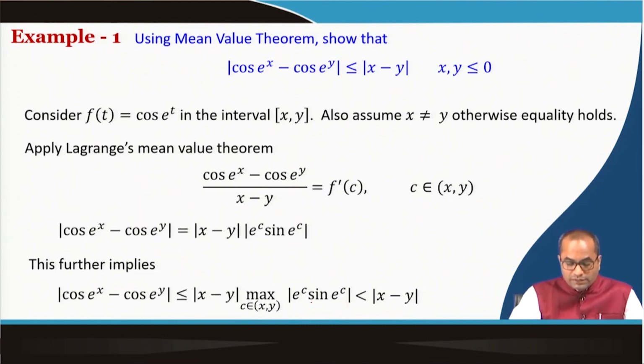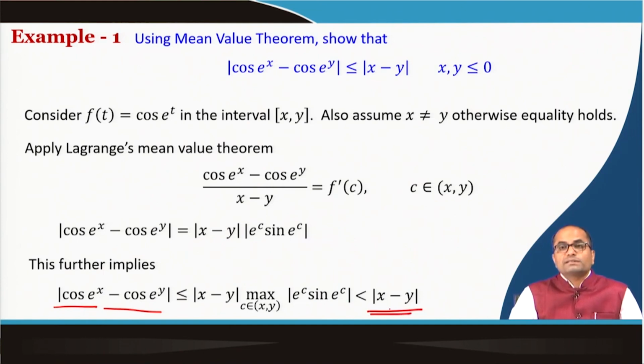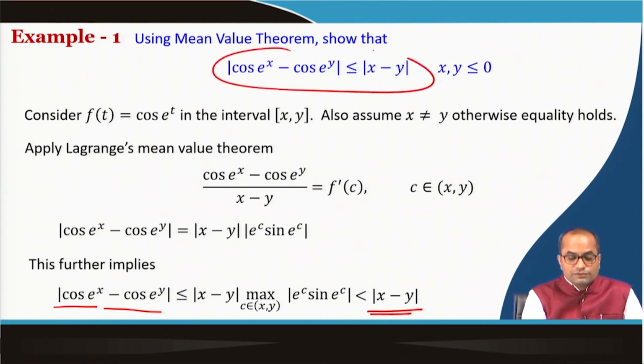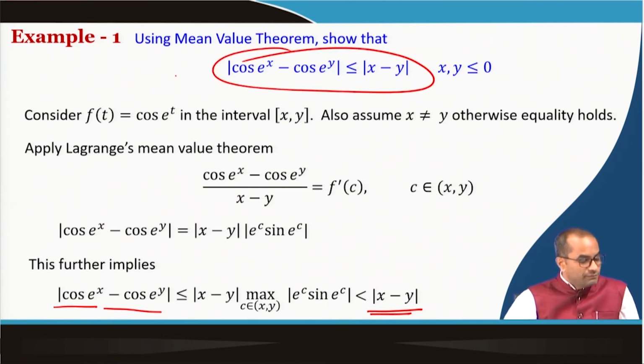Well, with this argument we conclude that cos e power x minus cos e power y will be less than x minus y. This is the result which we want to show in this example 1.